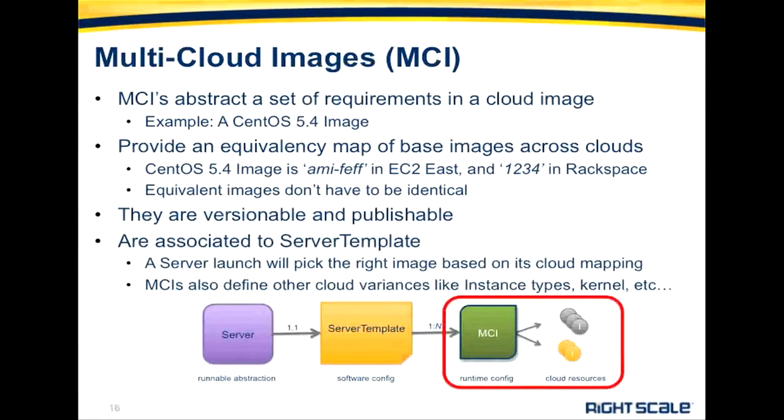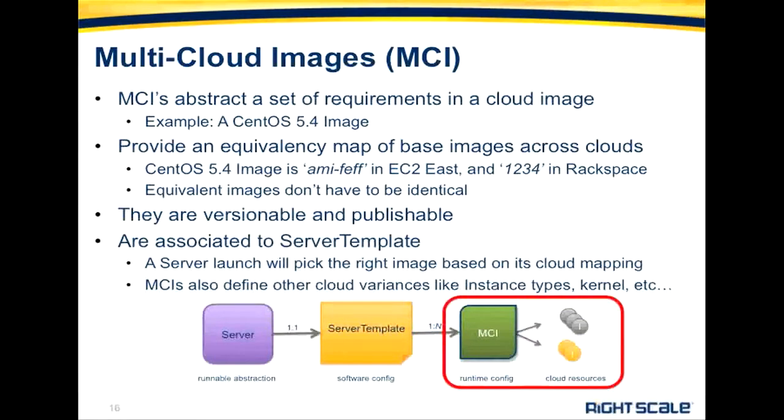So for example, I want to have an image that is a CentOS 5.4 image, and there's going to be a mapping perhaps that maps to a particular AMI in EC2 East, and a mapping that maps to ID 1234 in Rackspace, right? So when I launch an instance of a server template that requires the CentOS 5.4 multi-cloud image, I'm going to have to see under which cloud I want to realize this, and then following this mapping, I'm going to use one or the other base images to really start putting the template. So that's, again, another thing that elevates the concept of an image a bit above the cloud image management.